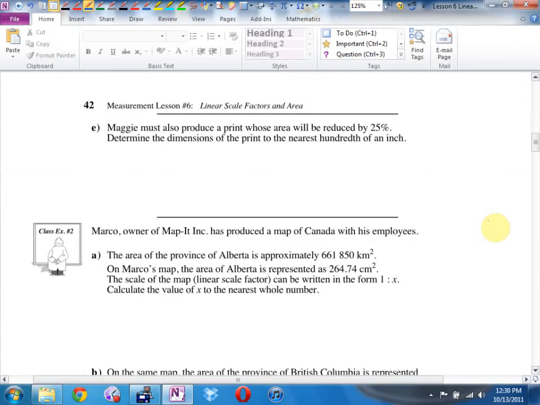Okay. Maggie must also produce a print whose area will be reduced. I would probably underline the word reduced. By 25%. If you're losing 25%, how much is left? What percent? 75. That's going to be our scale factor for area. Our area scale factor, is it okay if we abbreviate it that way? We're good? 75%, or as a decimal, 0.75.